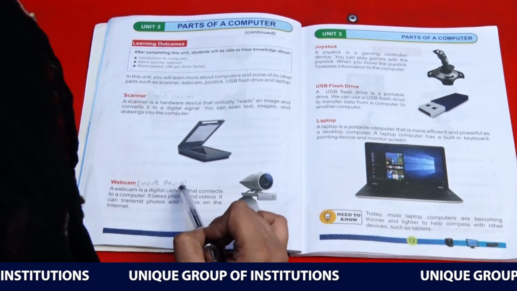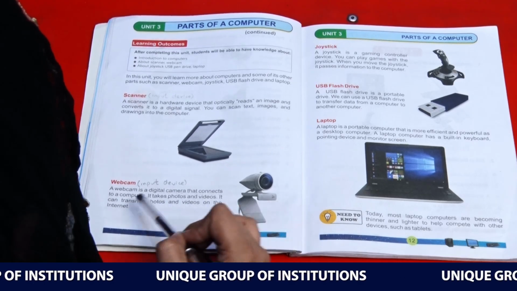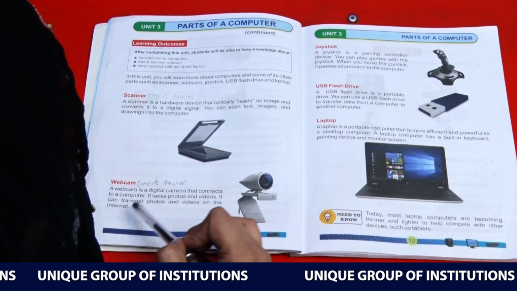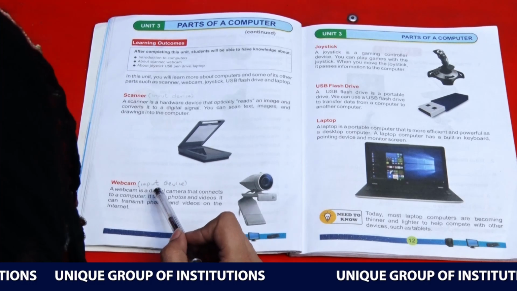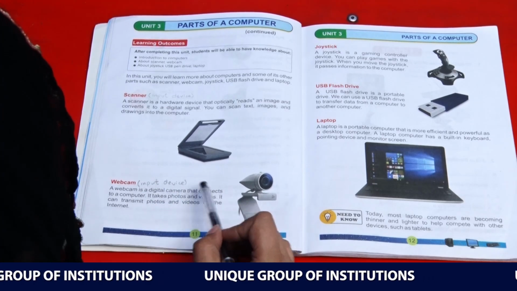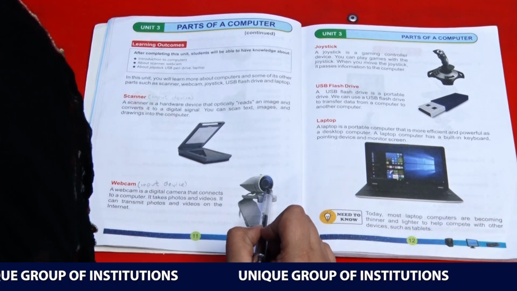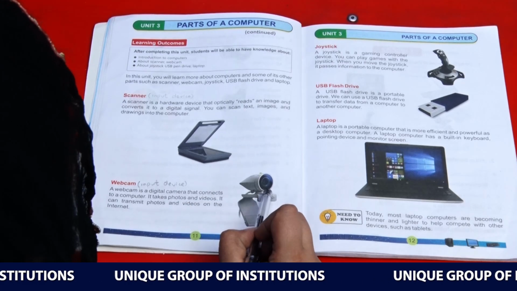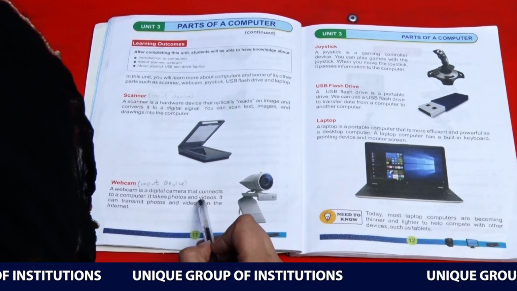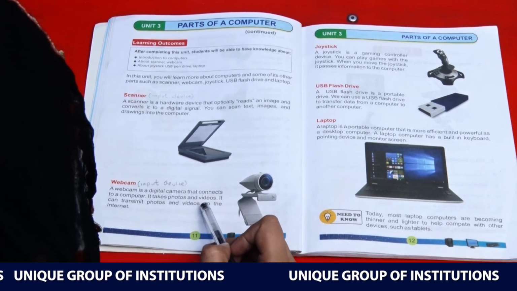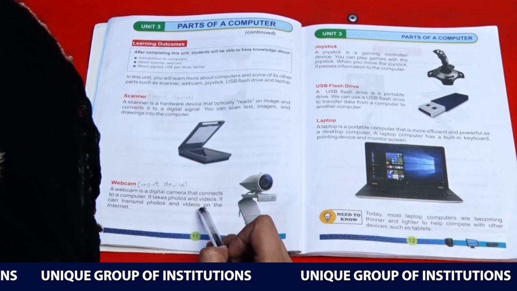Webcam is a digital camera that connects to a computer. It takes photos and videos. It can transmit photos and videos on the internet. Webcam is also an input device because it also gives information to the computer. As you know by its name, it's a camera, and when you say camera, something clicks in your mind that it is related to photos and videos. So its function is to transmit photos and videos upon the internet.